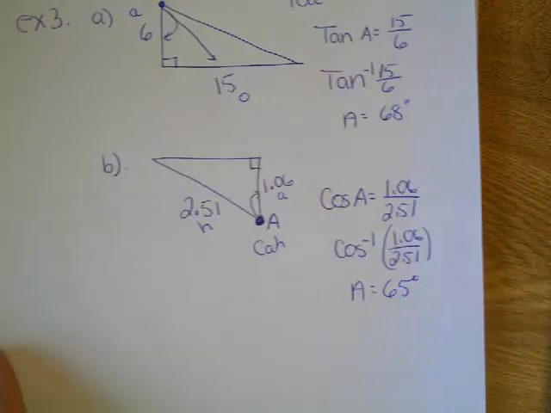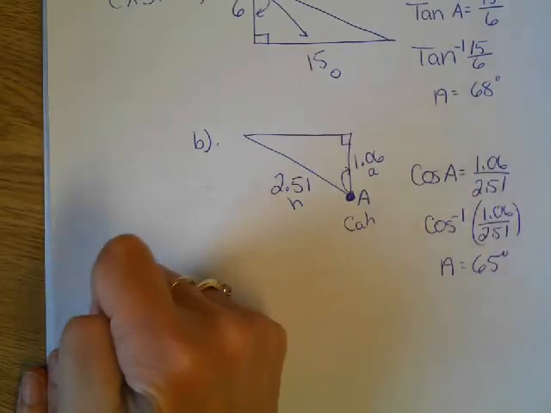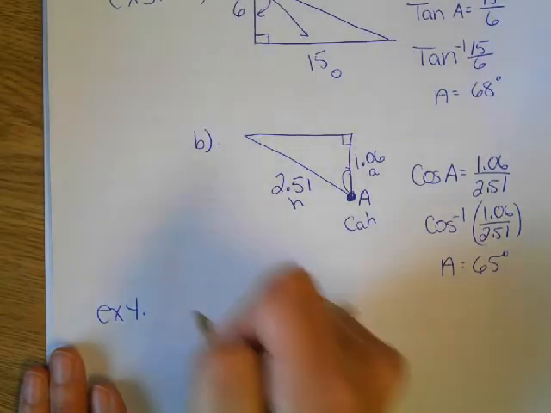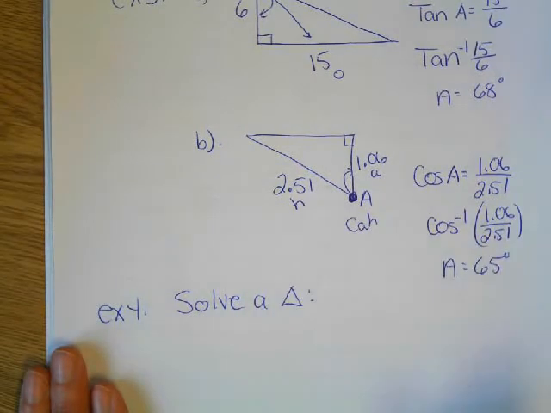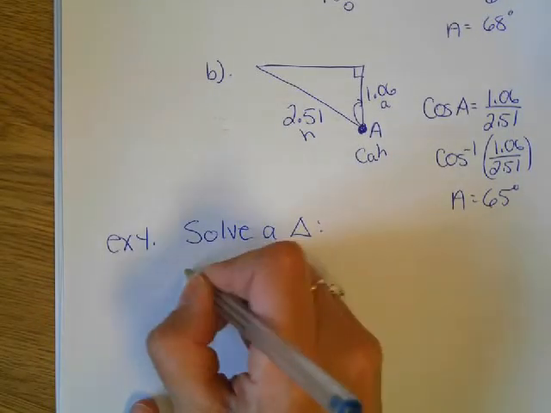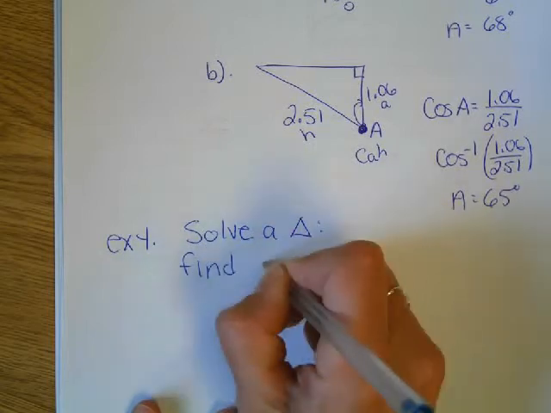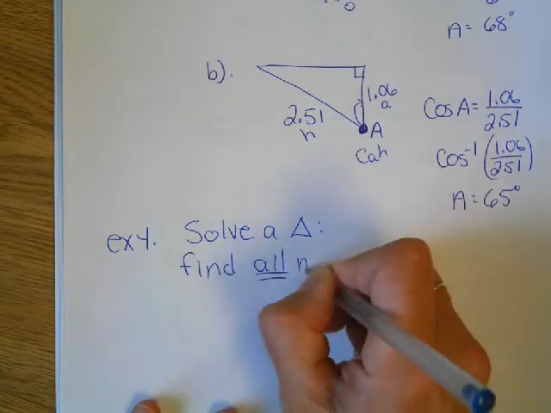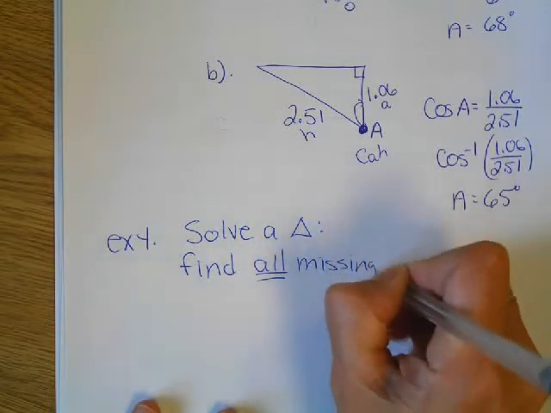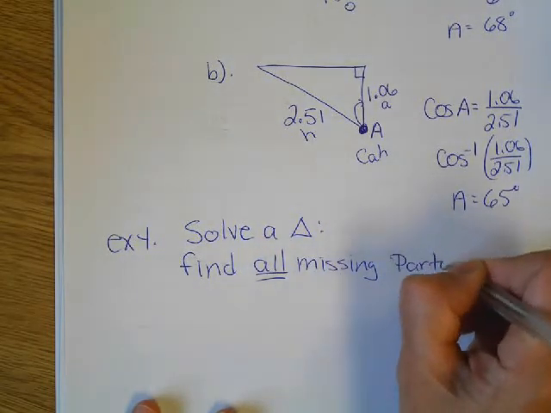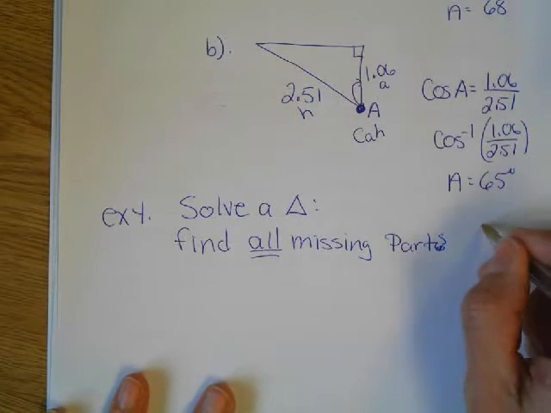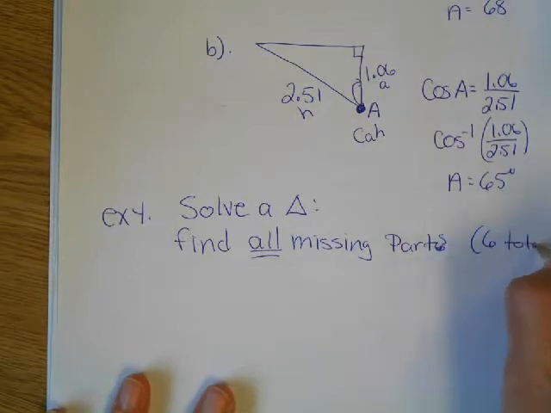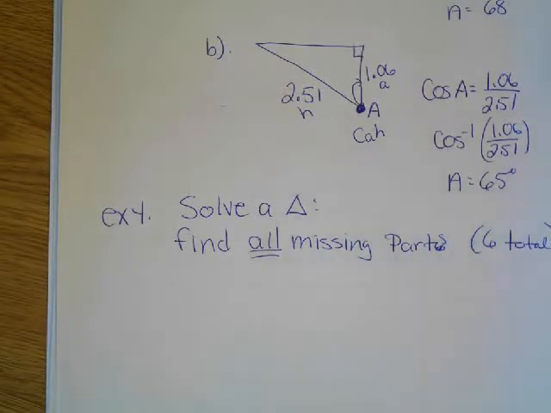Okay, one next example. If you are told to solve a triangle or asked to solve a triangle, what that means is you want to find all missing parts. There are 6 parts to a triangle. There's 3 angles and there's 3 sides. So anything that's missing, you have to find when you're told to solve a triangle.